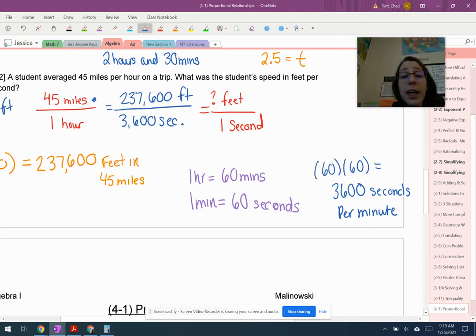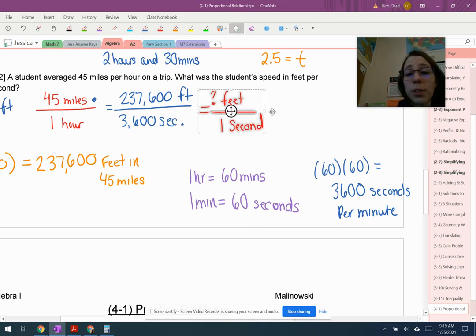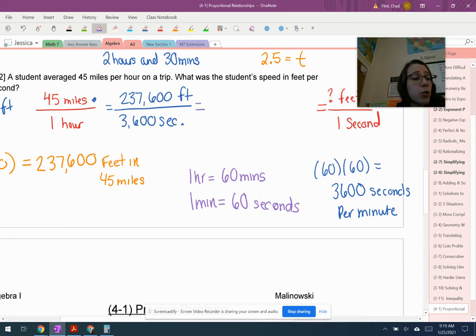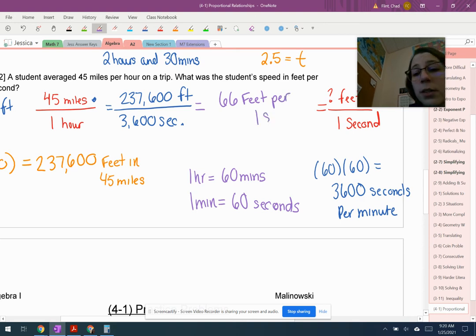And so now I can actually go ahead and simplify this. I'm going to simplify this now to get how many feet in 1 second. And I'm just going to do the division right in my calculator. 237,600 divided by 3,600. And that turns out to be a nice normal number. So I have 66 feet per 1 second.